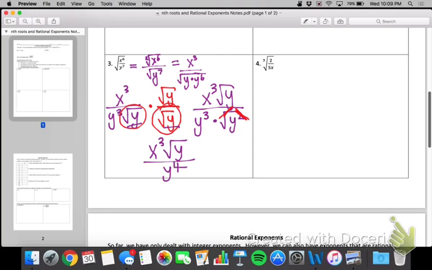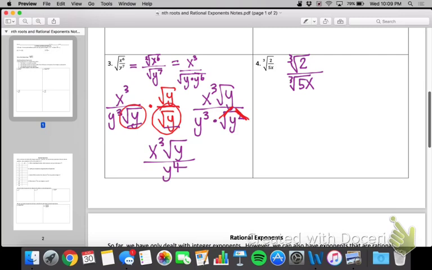Alright, and last example on the front is the cube root of 2 over 5x. So once again, I'm allowed to split this up. So the cube root of 2 divided by the cube root of 5x. So just like in the last example, I can't have the radical in the denominator.